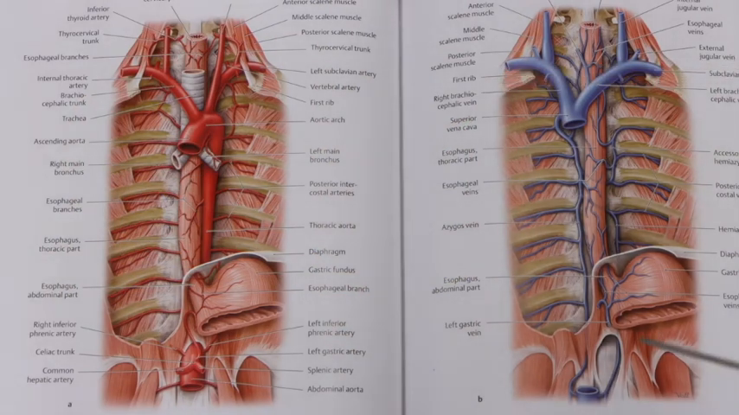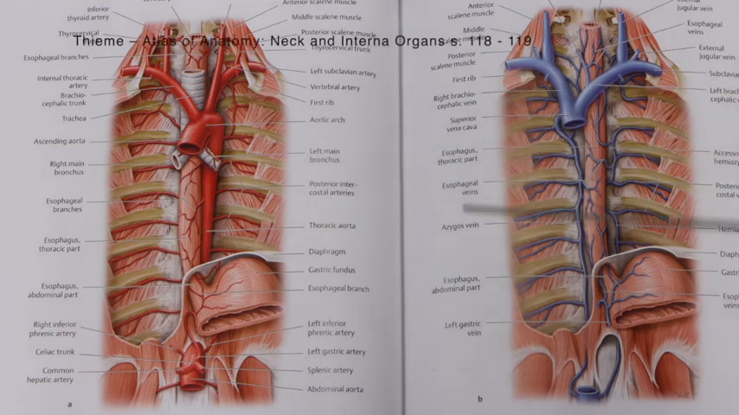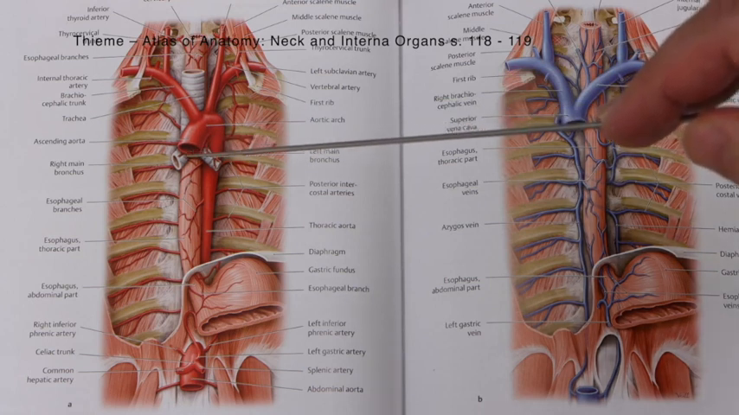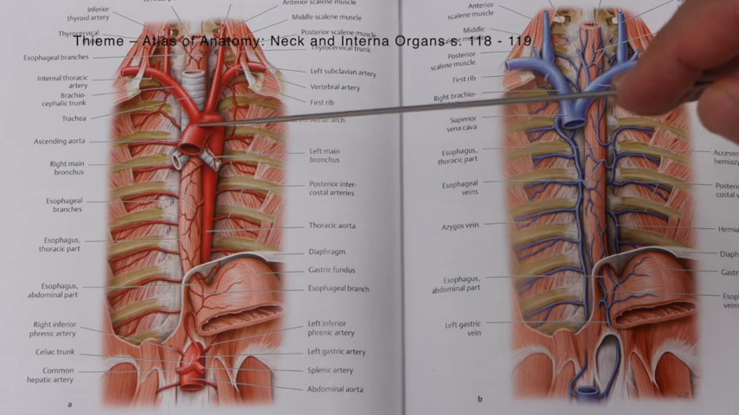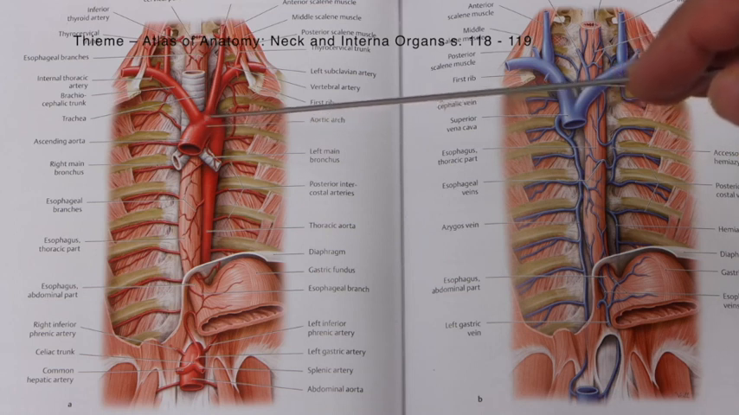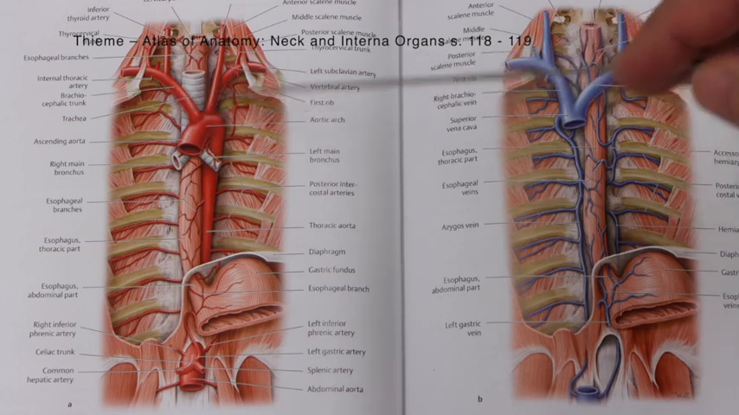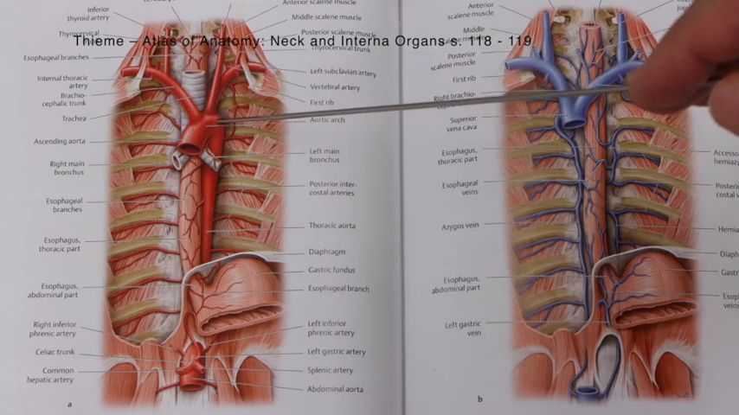Regarding the blood supply of the thoracic region. First, I'm going to start with the arterial blood supply. As I mentioned before, from the left ventricle the ascending aorta arises, and at approximately the level of T3, the ascending aorta turns to the posterior side and to the left side, forming the arch of aorta, whose branches I have already described.